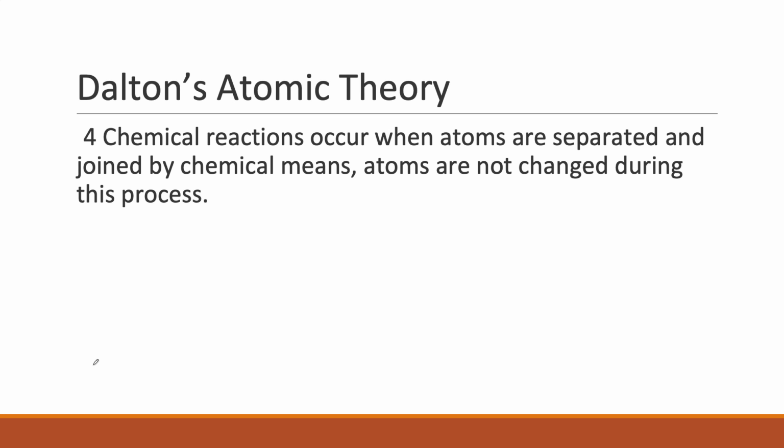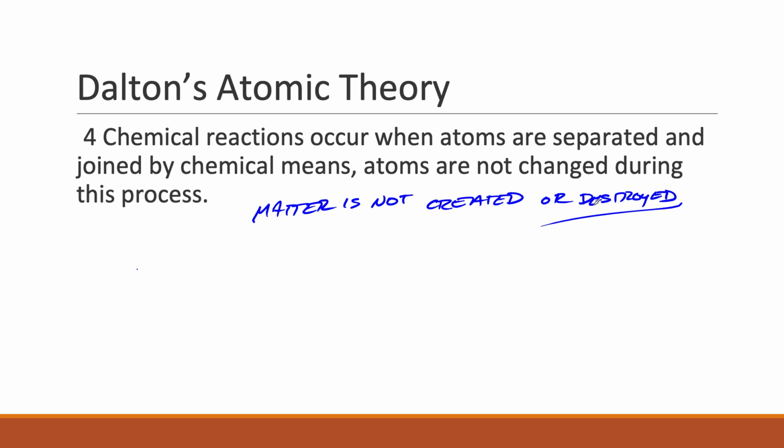Now, the fourth one that we're talking about is that when chemical reactions occur, atoms are separated and joined by chemical means. Atoms are not changed during this process. So, in other words, matter is not created or destroyed. And that's an E, so I can't spell. So, matter is not created or destroyed.